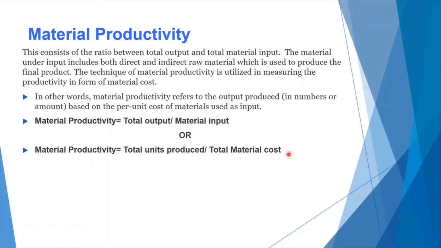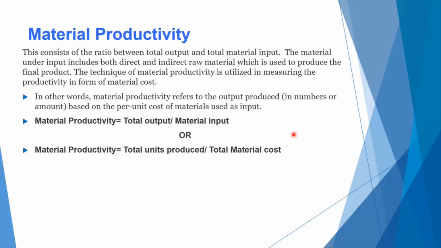Material productivity is the next topic we should learn. This consists of the ratio between total output and total material input. This material input includes both direct and indirect raw material, which is used to produce the final product. The technique of material productivity is utilized in measuring the productivity in the form of material cost. In other words, material productivity refers to the output produced in numbers or amount based on the per unit cost of material used as input. It means used as a resource.